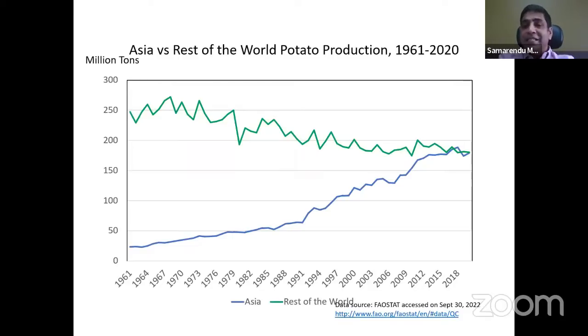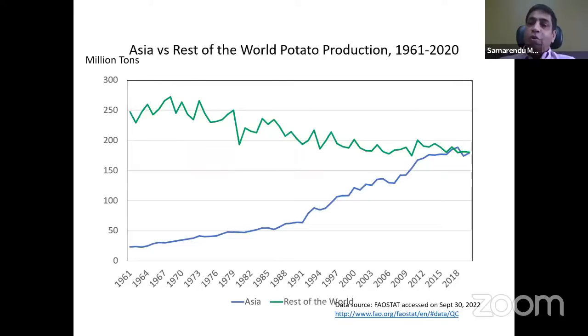But that has changed now. The blue line you see is the Asian potato production. Over the last 40, 50 years, it is slowly becoming an Asian crop. Asia, the continent, accounts for half of the global potato production. As the European production has declined, our production has increased. So potato is becoming much more of an Asian crop.